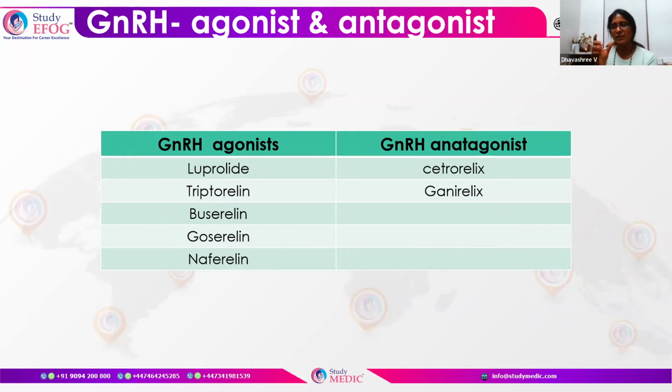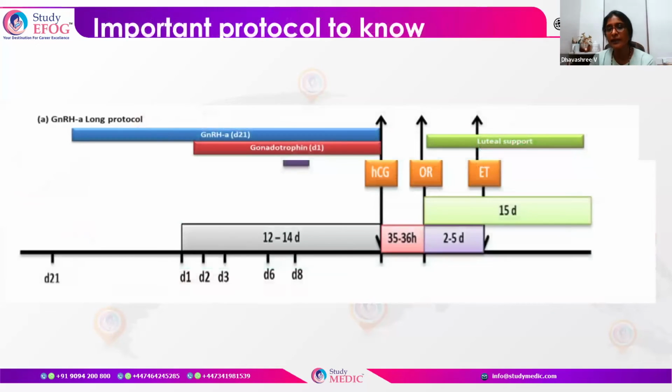So the cycle, what we call an agonist cycle or an antagonist cycle, depends upon the medications that we use to prevent LH surge. When we say agonist cycle, an agonist is used to suppress the LH surge. When we say antagonist cycle, we use antagonists to prevent the LH surge. I hope it is clear so far. So let me move on to explain the important protocols.